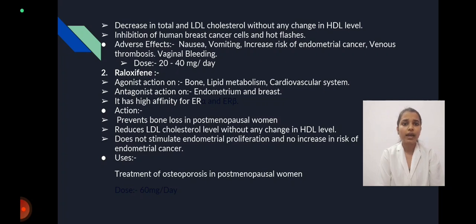Raloxifene has an agonist action on bone, lipid metabolism and the cardiovascular system, and has an antagonistic action on the endometrium and breast. It has a high affinity for the estrogen receptor. So what are the actions of this drug? It will prevent bone loss in postmenopausal women. It will also reduce the LDL cholesterol level without any change in the HDL, same as tamoxifen. It does not stimulate endometrial proliferation and there is no increase in the risk of endometrial cancer. It is used in the treatment of osteoporosis in postmenopausal women.